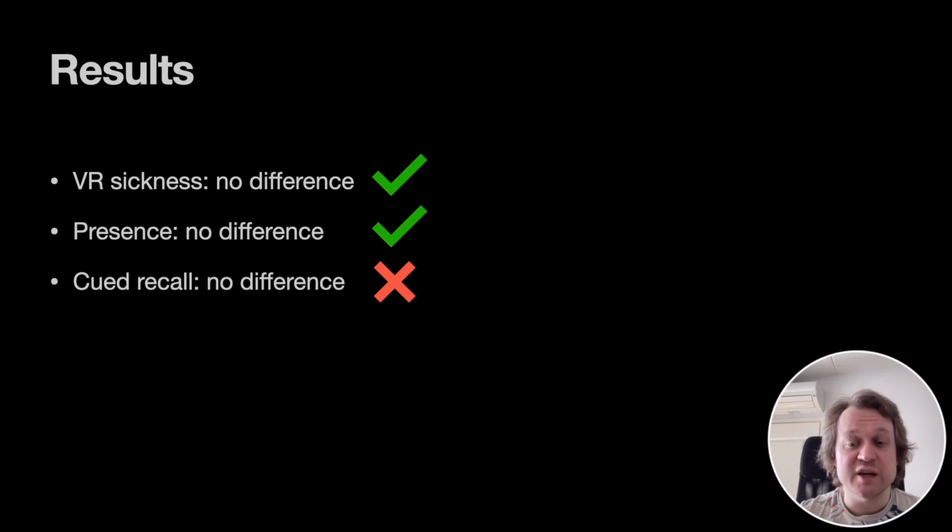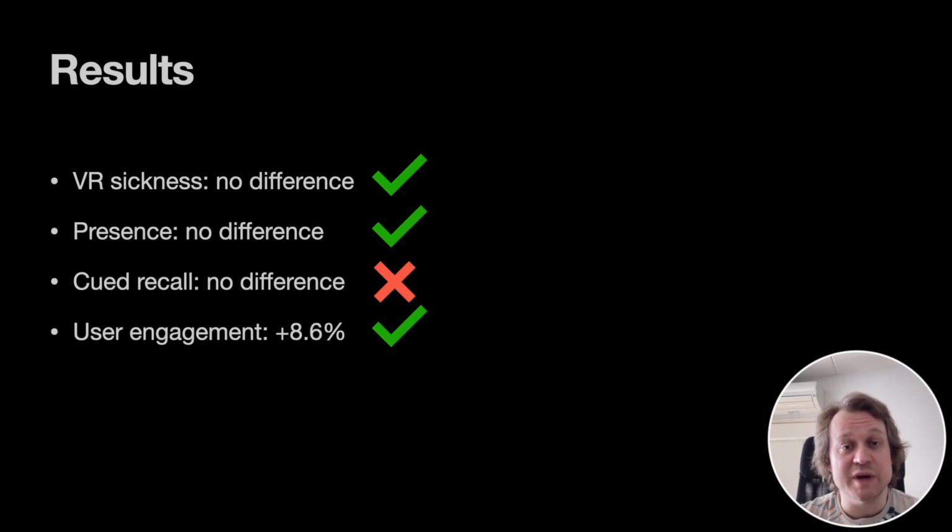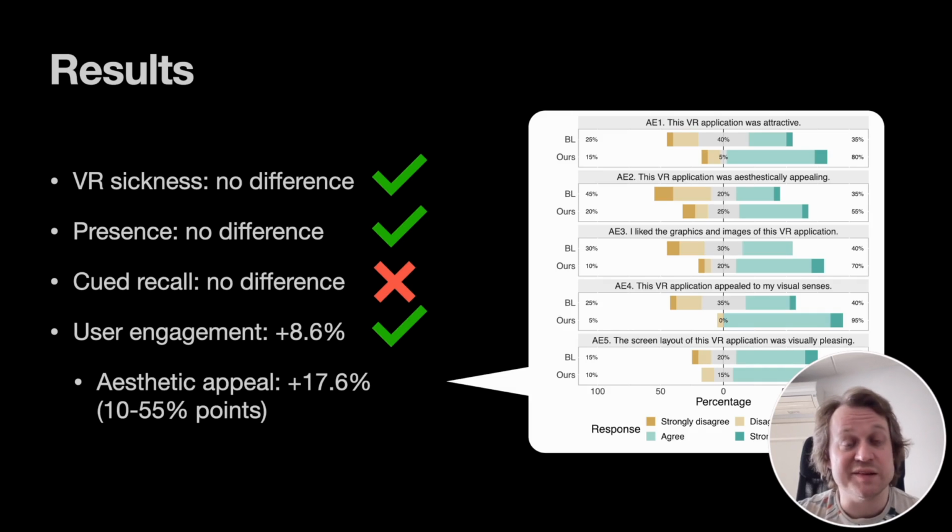But for user engagement, active improved the total UES score by 8.6%, so this was highly significant, and it was driven by a 17.6% increase in the aesthetic appeal subscale. So when we look at the individual items for aesthetic appeal, active actually scored between 10 and 55 percentage points higher than regular teleportation, which is very significant.